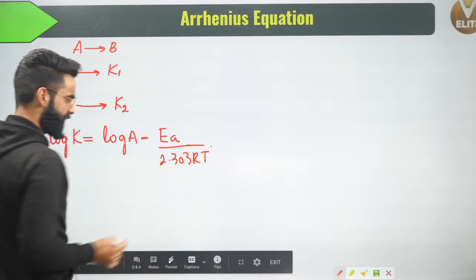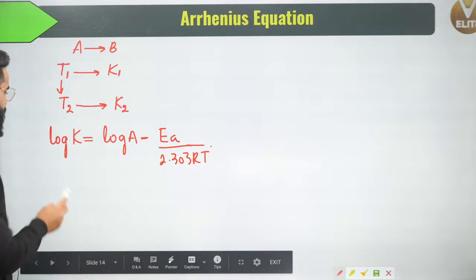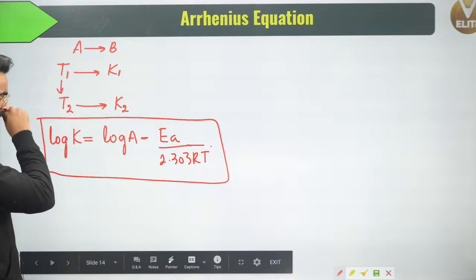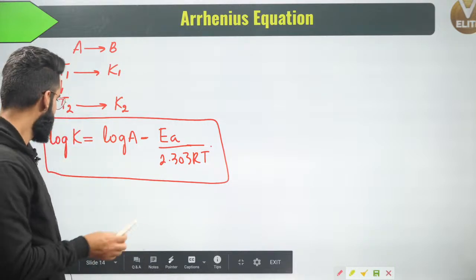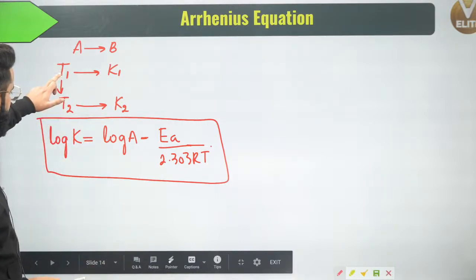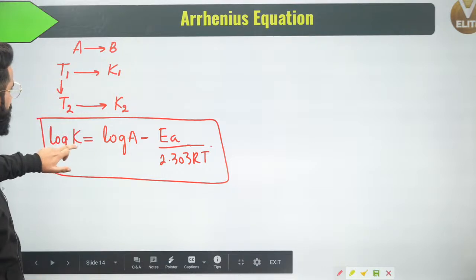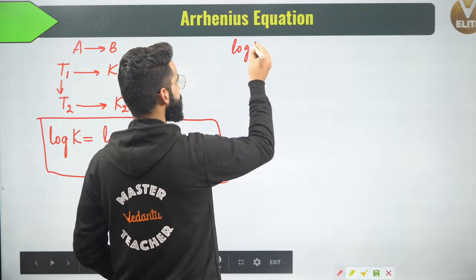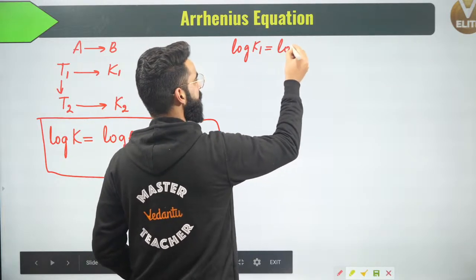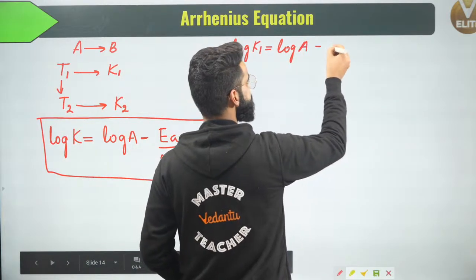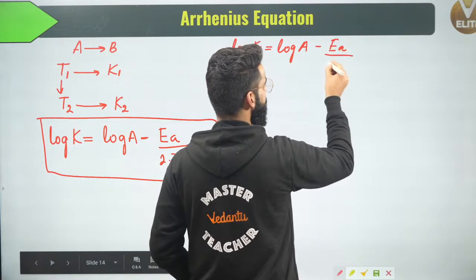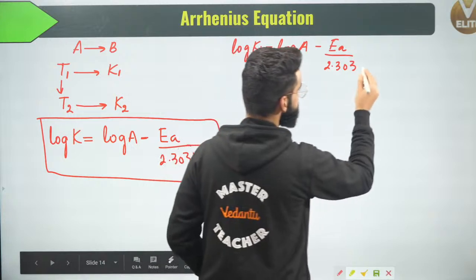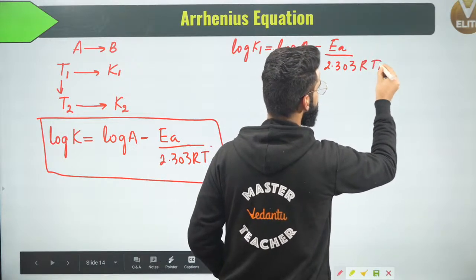This is something which I got a few minutes back. Now, if I write this equation at temperature T1 and temperature T2, what will I get? Say at temperature T1, the value of the rate constant is K1. So I'll write something like this: log of K1 is equal to log of A minus EA divided by 2.303 RT1. Yes, it's going to be R and T1 right here.